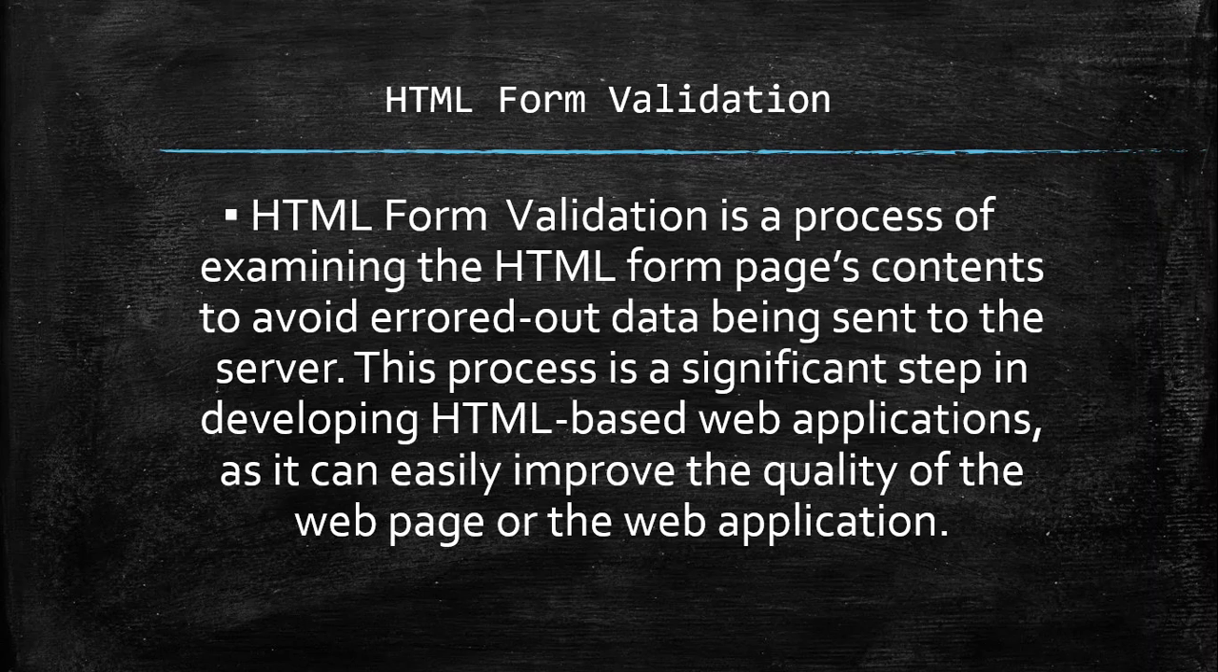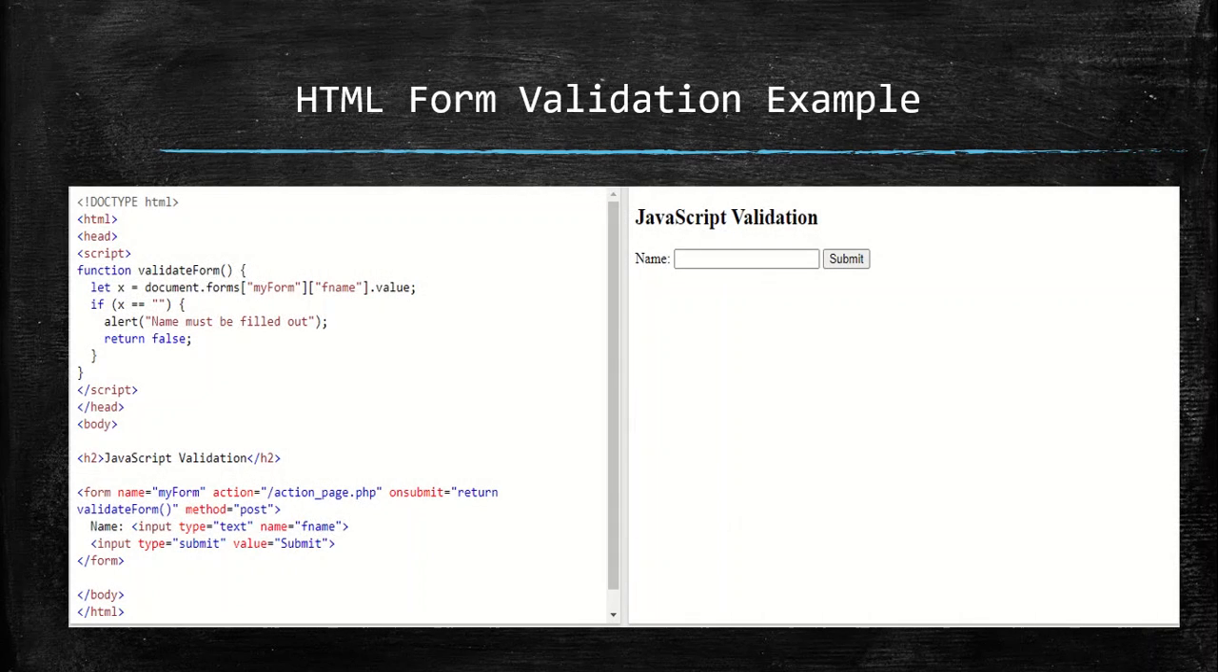As we can see, the first example shows HTML form validation with an HTML script with a function to validate the form: let x equal document.forms with the form name and value, if x equals empty, alert the name must be filled out and return false. This is the JavaScript validation, which will be part of the form.